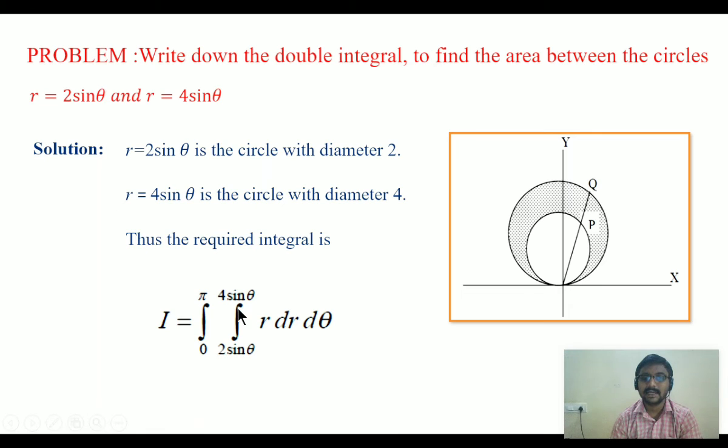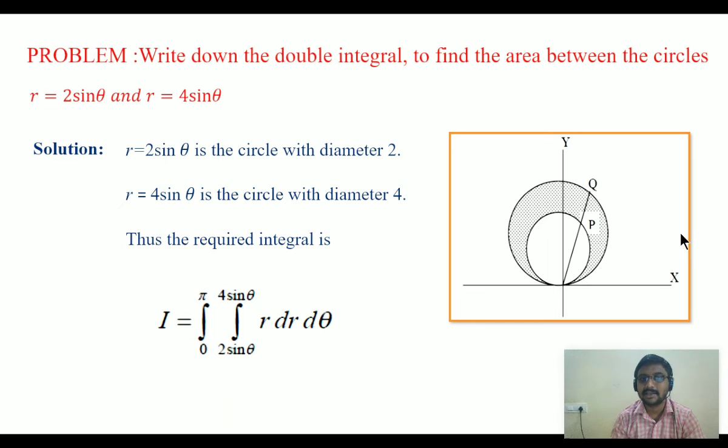So the required area is the integral with theta from 0 to pi and r from 2 sin theta to 4 sin theta, because r moves from 2 sin theta to 4 sin theta and theta moves from 0 to pi. First we have to integrate with respect to r and then theta to get the required area of the given region. The shapes of the curves r equal to 2 sin theta and r equal to 4 sin theta are obtained by putting theta values and getting r values, and the intersection points are of the form r, theta. So easily we can draw the rough sketch.